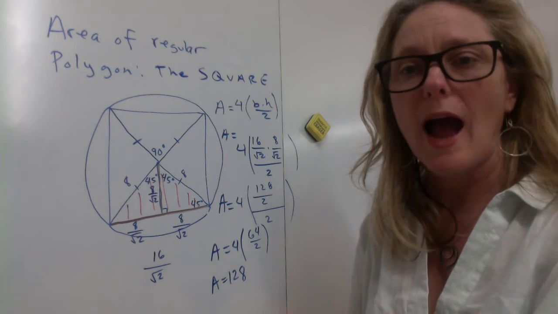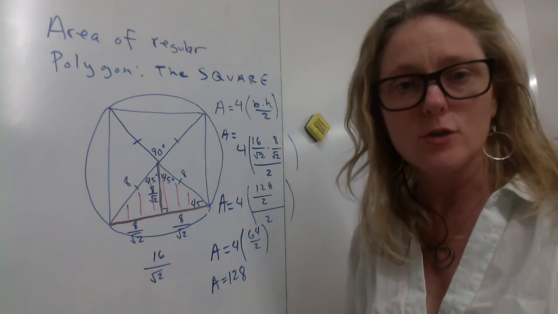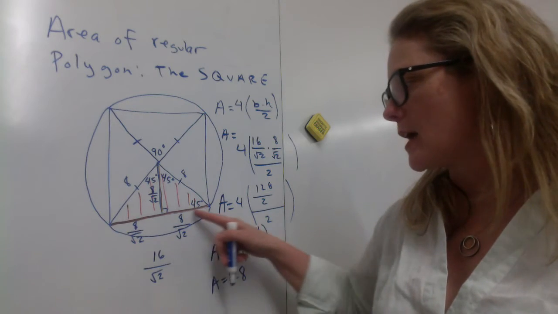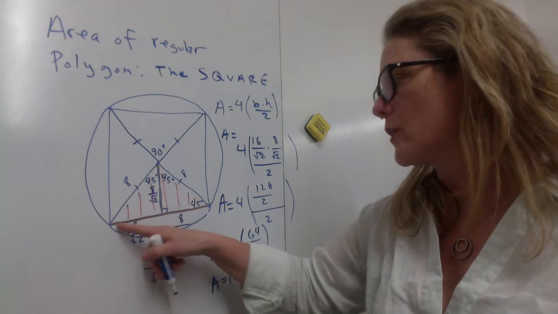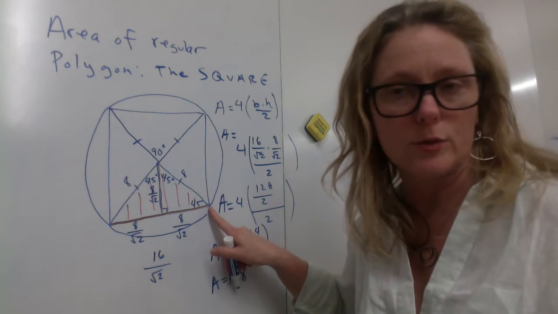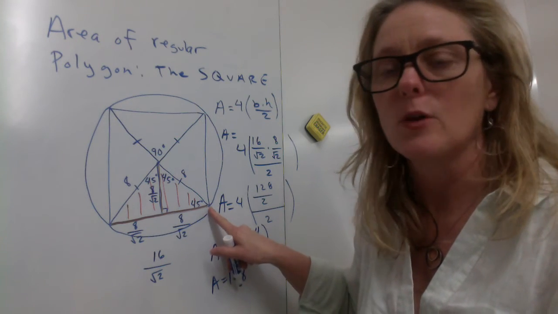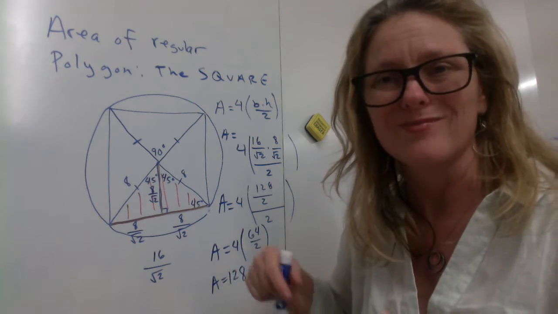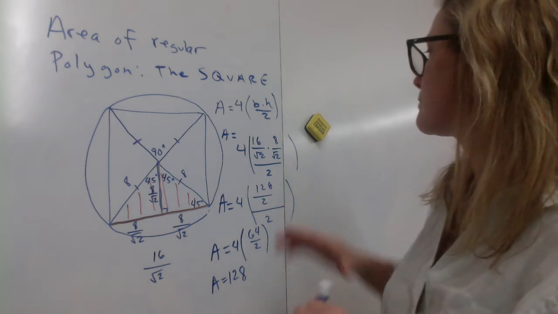Now, how else could I do this problem? If you wanted to, once you found the base, which was 16 over root 2, we could have just said, okay, well then it's going to be base times the other side, which is also 16 over root 2, and I would get to that same answer, okay? All right, let's look at one more of these.